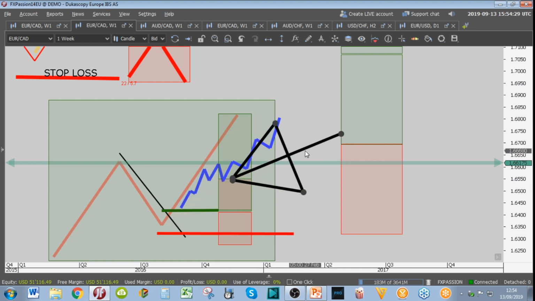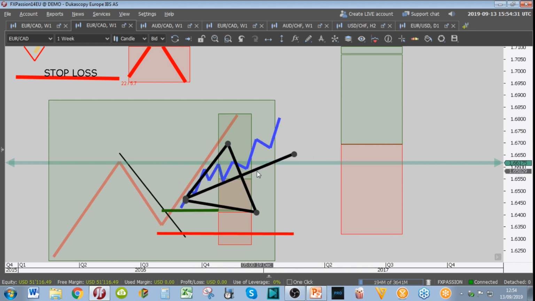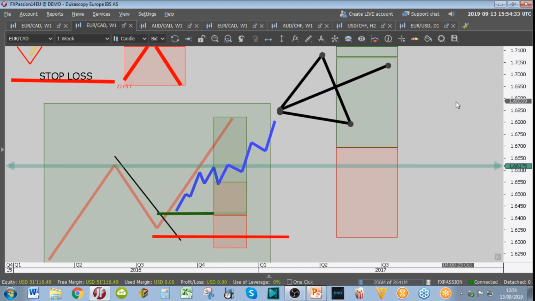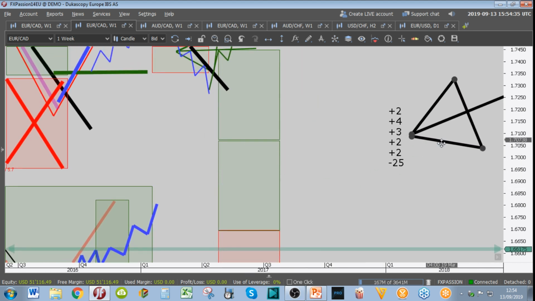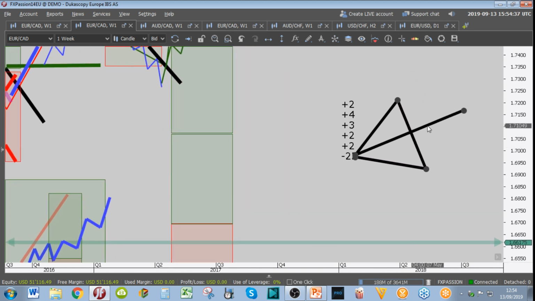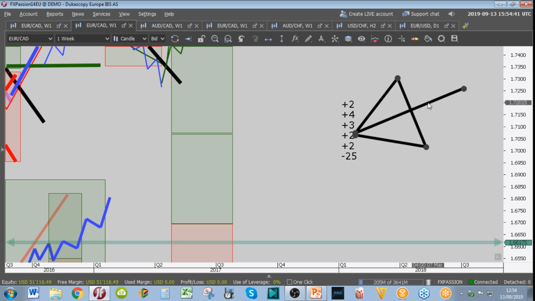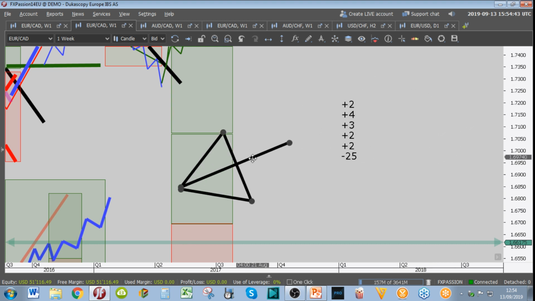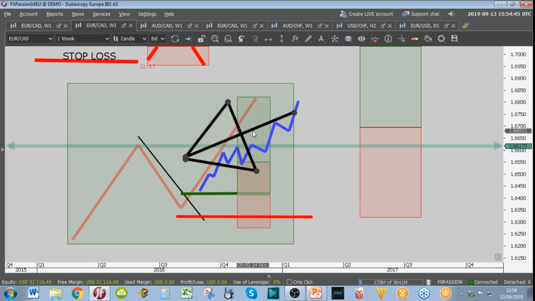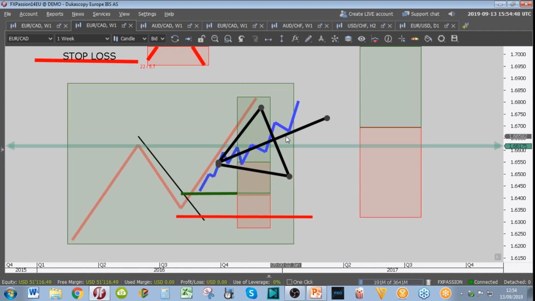Everybody, trade your plan from the start to the end. You are going to reverse the equation and start to make 25, 25, 25 and lose only 2, 4, 3. But you need to stick to your plan and trade your plan.